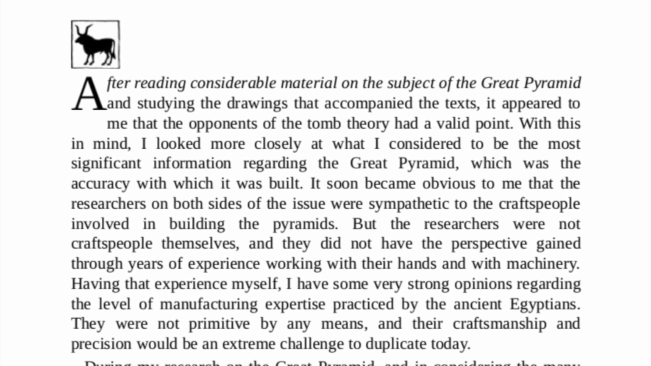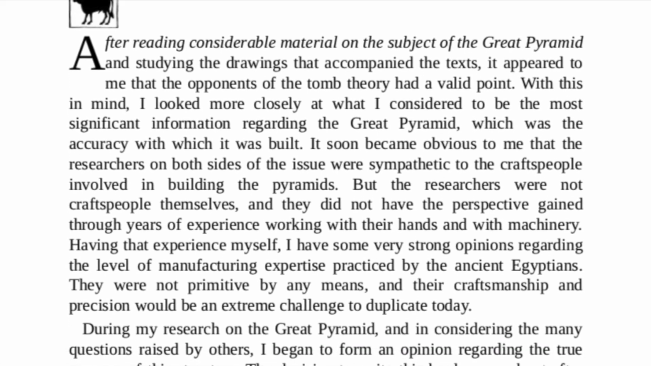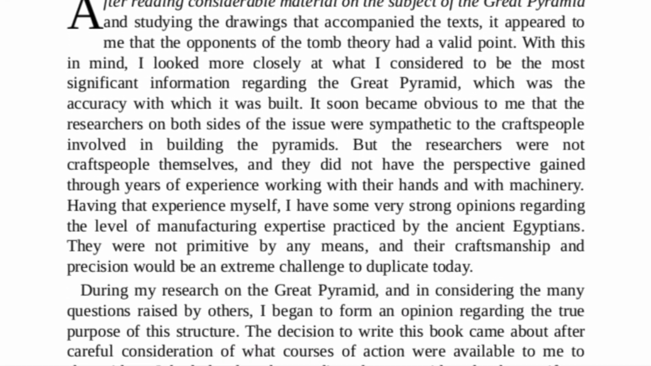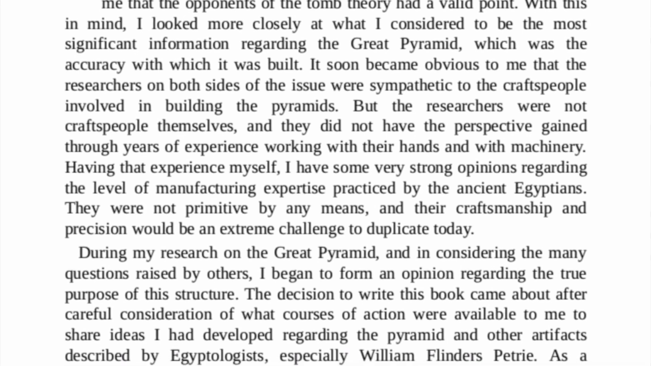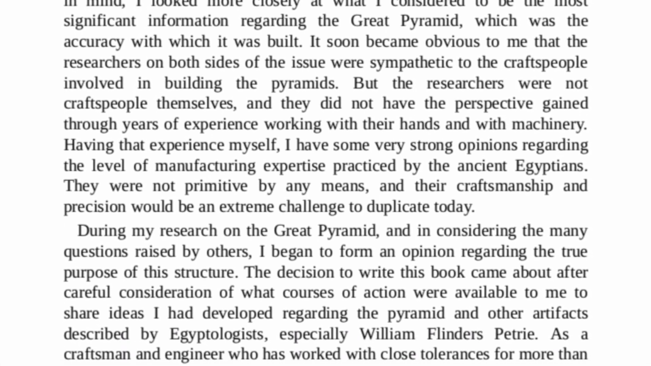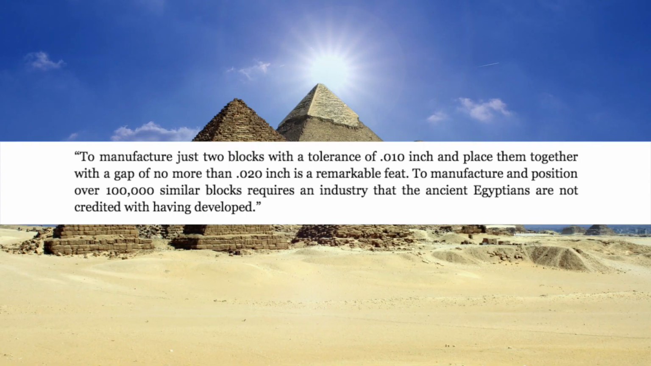The third chapter, Precision and Paralleled, talks about the incredible standards of precision that were used in the creation of the pyramid, using the original casing stones and reflecting on figures obtained by Flinders Petrie. Dunn gives the following example. To manufacture just two blocks with a tolerance of 0.010 inches and place them together with a gap of no more than 0.020 inches is a remarkable feat.